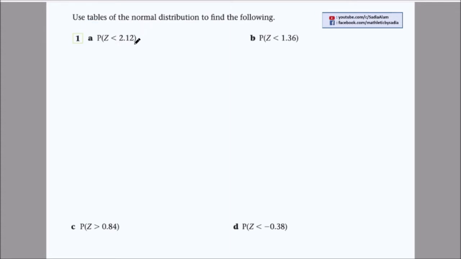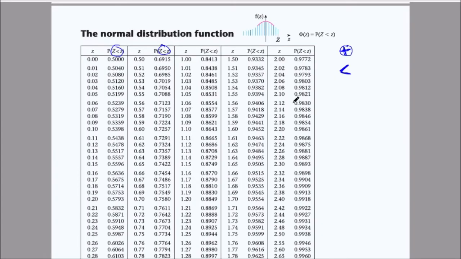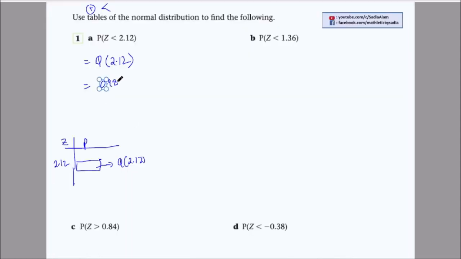Okay, so the first one says less than 2.12. So less than a positive value. The table is for positive and less than, right? So we do not have any problem regarding this. This should be equal to phi of 2.12. And what is phi of 2.12? When z is 2.12, you just pick the probability. If I go there, 2.12, here it is. So the value is 0.9830. So we are done with this part A.